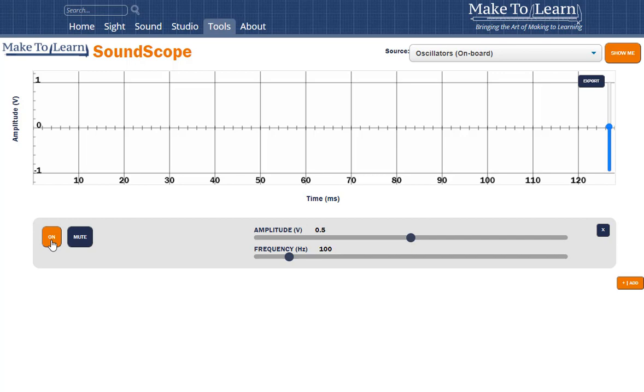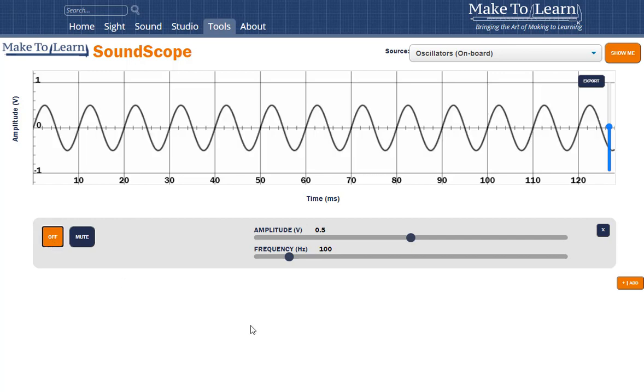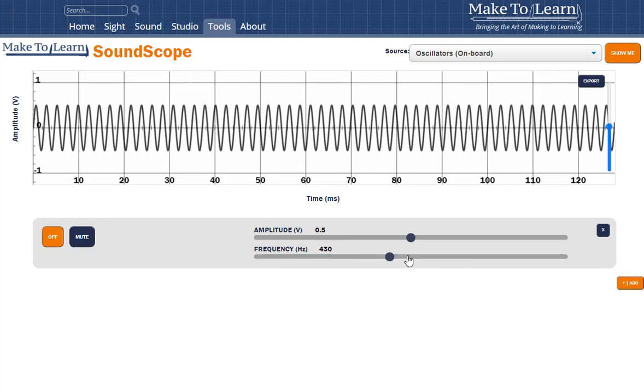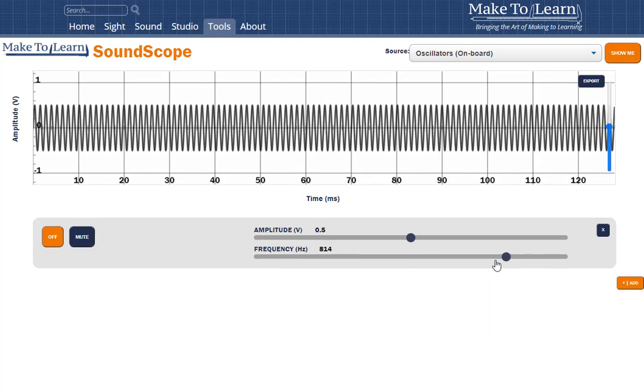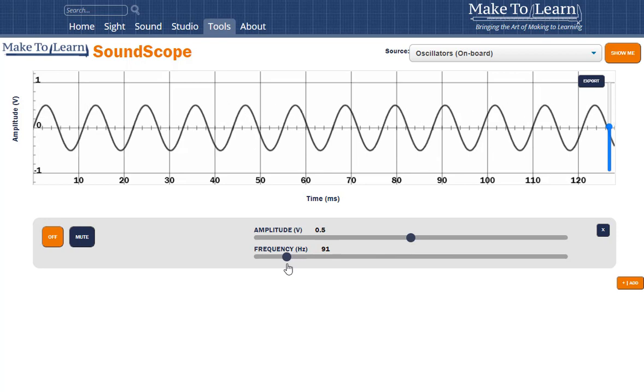So if I turn on an oscillator, I can have a tone, and I can increase or decrease the frequency, and I can increase or decrease the amplitude. So if I unmute the tone, if I change the frequency, I can see that changing the frequency affects the perceived pitch. The amplitude affects the perceived loudness.